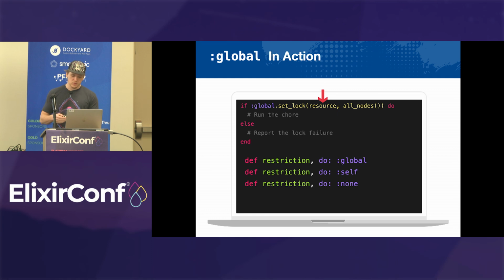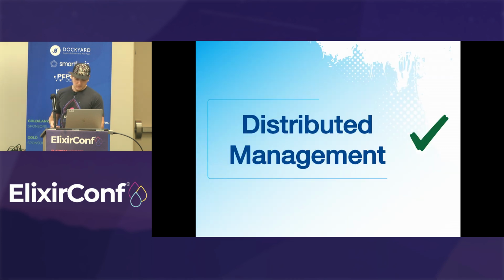Well, it depends on the chore's restriction callback. For global, I just lock the atom global. For self, I lock the chore module name, and for none, I skip the lock step entirely. And that's pretty much it for distributed chore management.